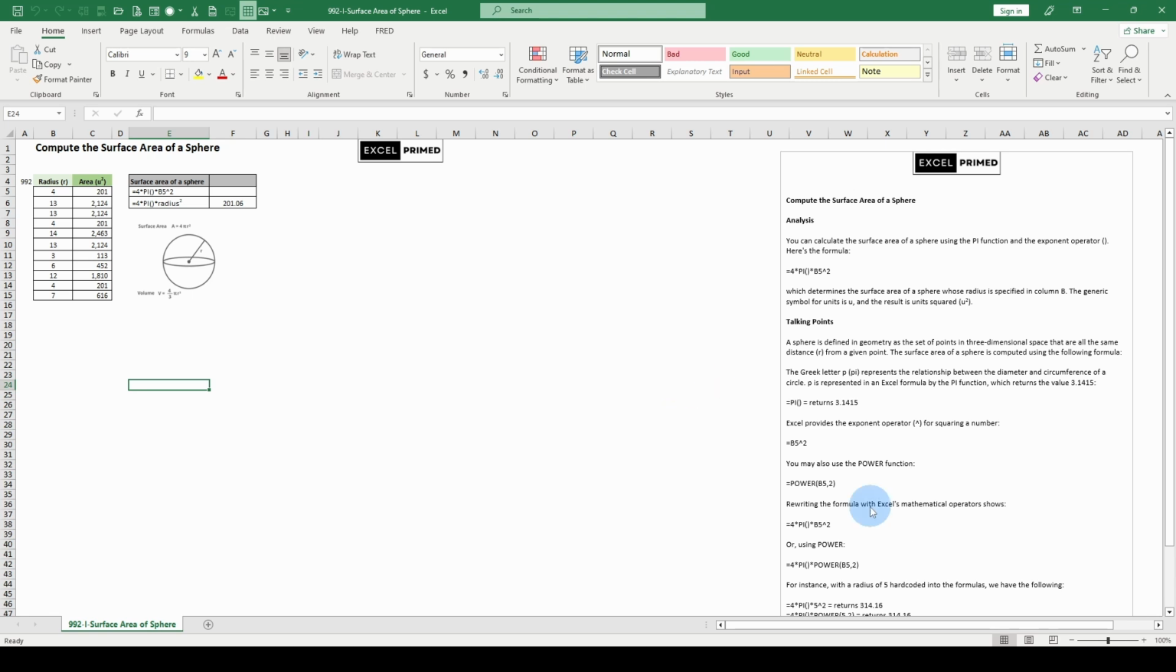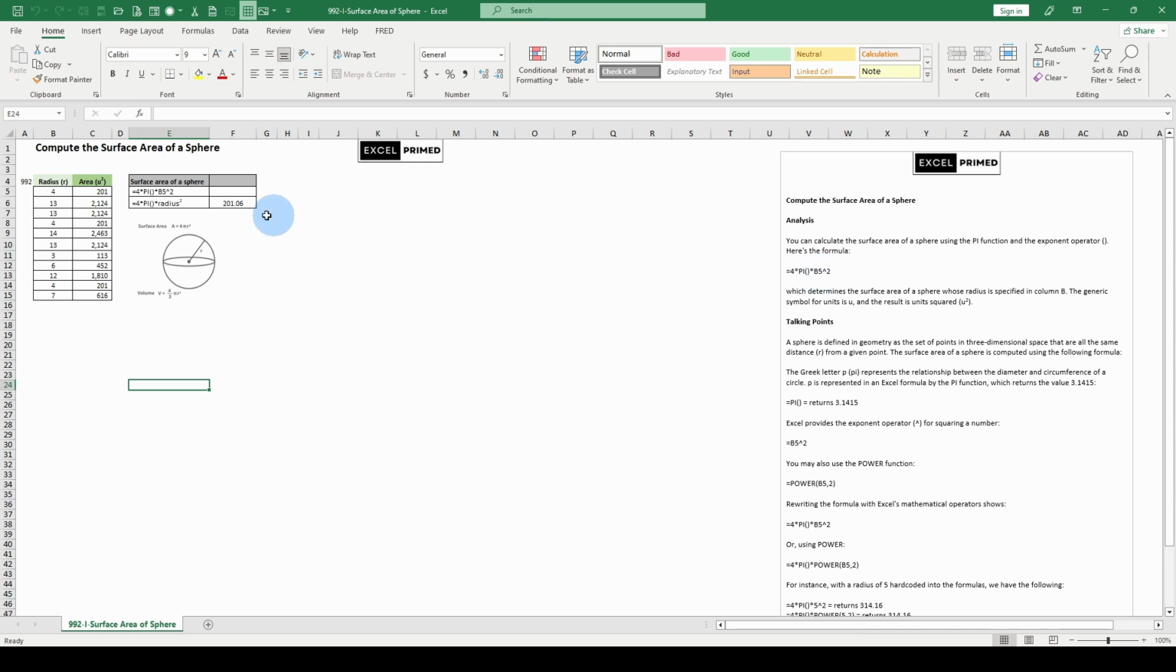Surface area of a sphere. A sphere is defined in geometry as a set of points in three-dimensional space that are all the same distance, r, radius, from a given point. The surface area of a sphere is computed using the following formula: 4 times pi times B5, which is going to be radius, squared.